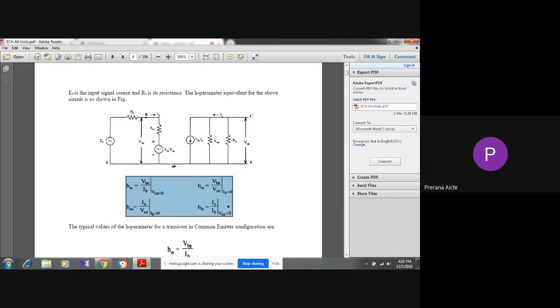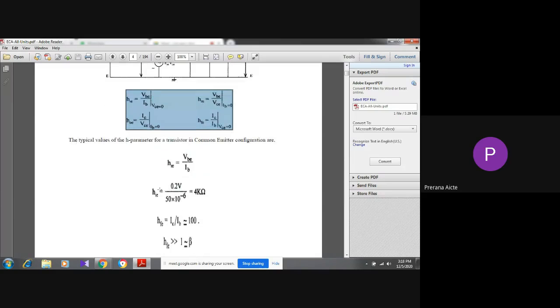And similarly, HFE is equal to IC by IB. So what is HFE? Forward current gain: output current by input current, keeping VCE equal to 0. So these are the standard expressions for H parameters.